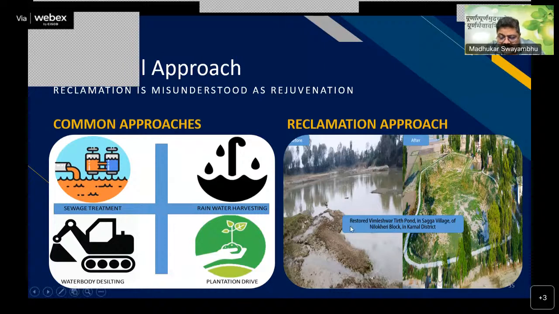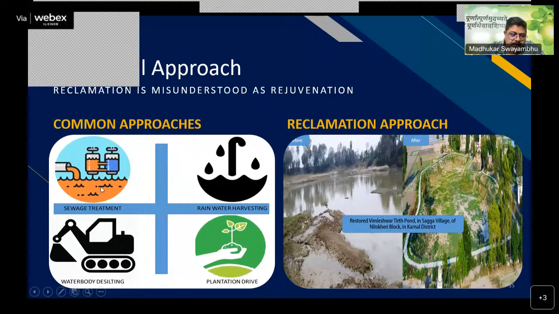Now, this is a real-time case study: the restored Vimleshwar Tirth Pond in Sagga village of Nidokhedi block in Karnal district. Pre-treatment, you can see the entire water was there. Post-treatment, there is no water. There is just a dugout water body and a walkway around, waiting for the rains to come and fill up the need of the water, right? So this is actually a wrong approach.